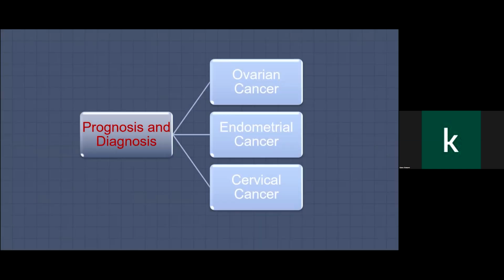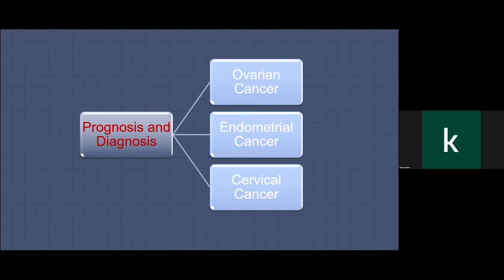Another domain in which these AI methods were used was prognosis and diagnosis of these three cancers. In terms of ovarian cancer diagnosis, one study used the Inception V3 model for the detection of malignancy on tissue slides, and it showed an area under the curve of about 73% and 71% to 91%. Some studies use different models so they can compare their accuracy.